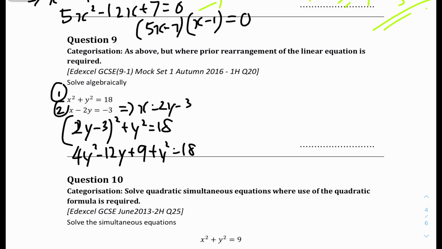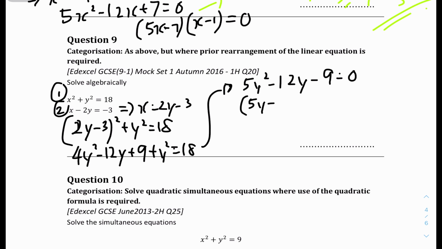So you can add everything up so that you can just factorize it later. So it'll be 5y squared minus 12y minus 9 equals 0. So you can just put it into your calculator so that you can factorize everything. You can just write it in the brackets form of 5y plus 3 and the other one y minus 3 equals 0.